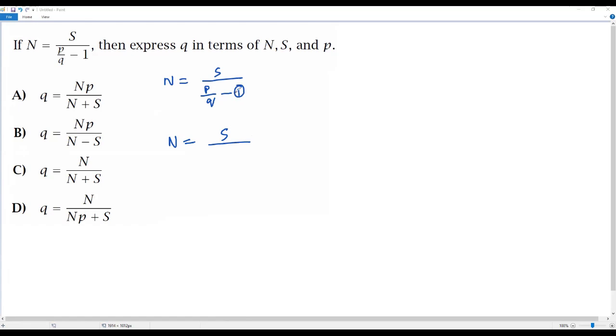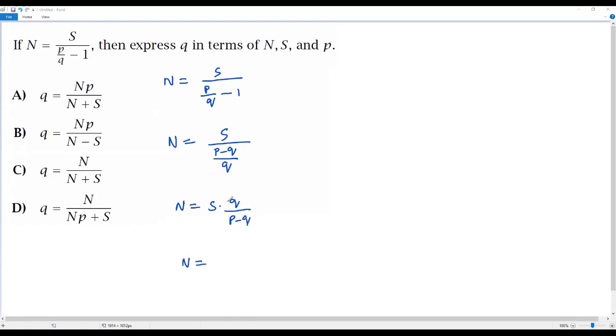Okay, now let's multiply this 1 and q. 1 times q is q. Then we have p minus q. Now we can take this q as a common denominator. Okay, n equals, now let's write this numerator s as it is. Change this division to a multiplication and take the reciprocal of this fraction. Then we get q over p minus q.